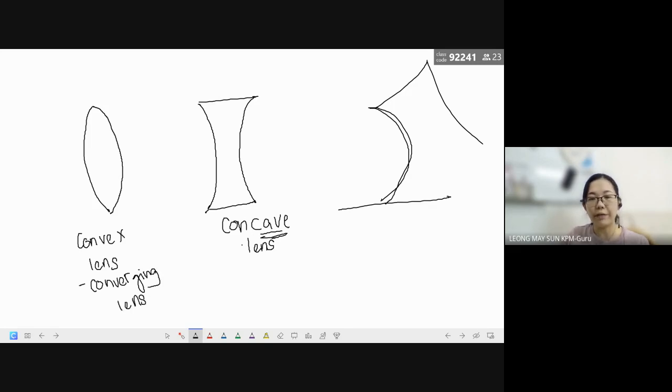And a concave lens will actually spread out. Spreading out means diverging. So a concave lens has another name, called a diverging lens.